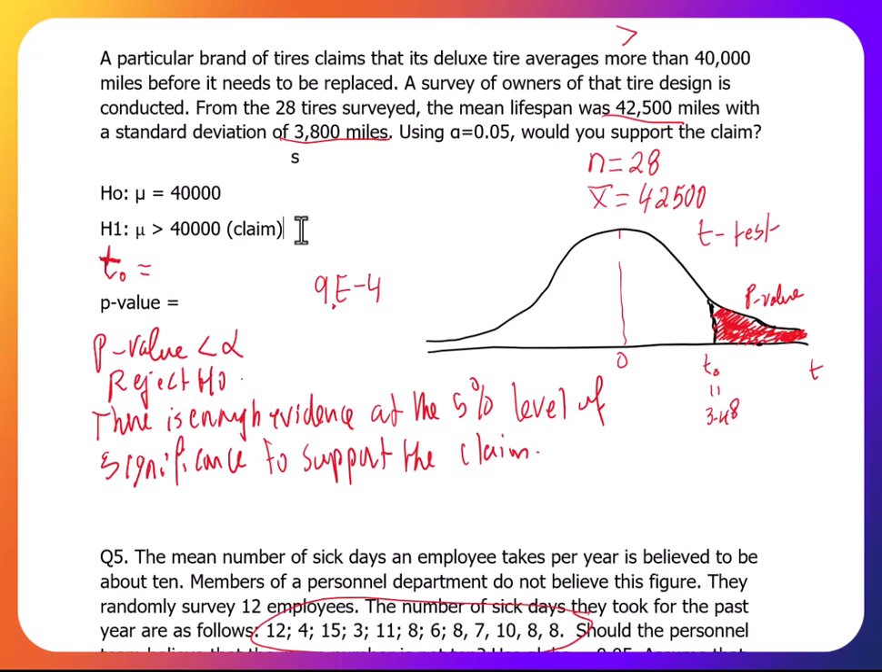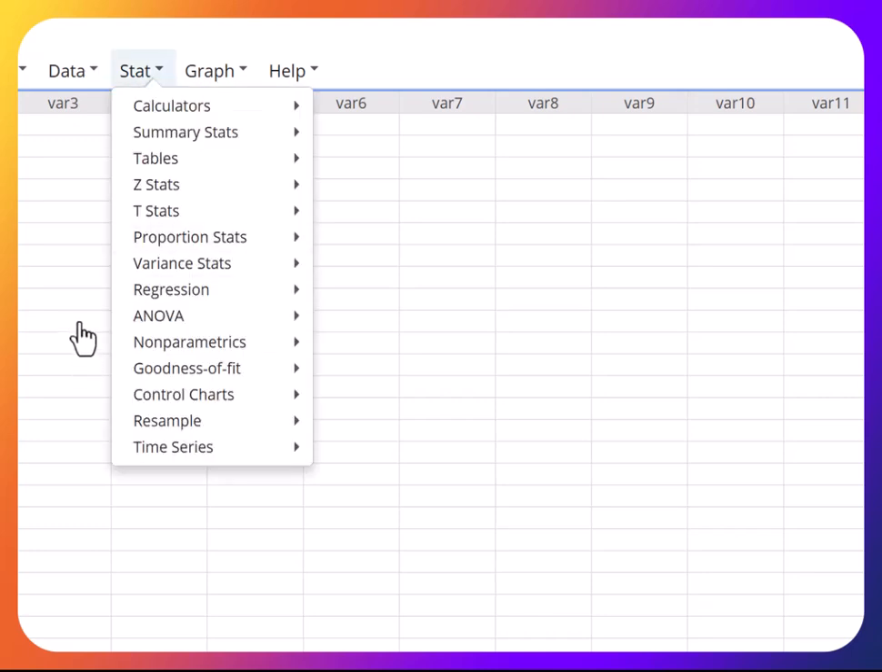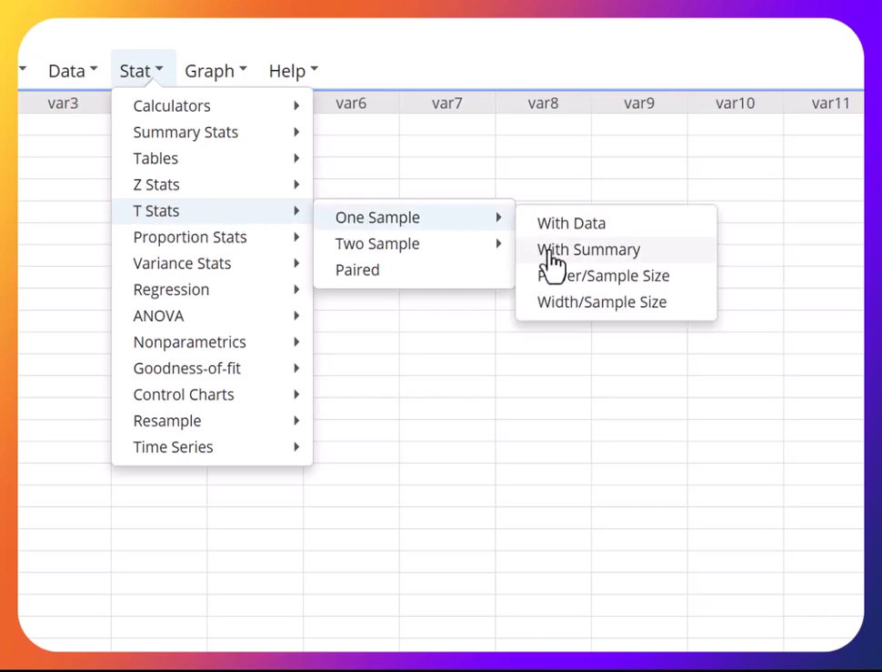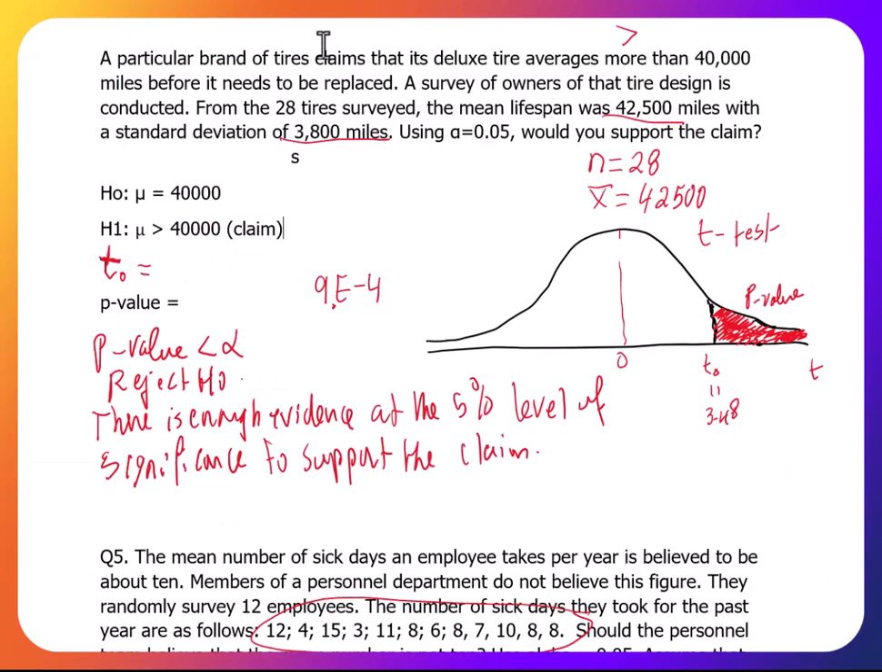Let me show you how we can do that using StatCrunch. So just go to StatCrunch. You go to Stat. You see where it says T stats? This is the common feature, guys, you're going to be using in this chapter. One sample with summary. I don't have data. And the sample mean is what? 42,500.